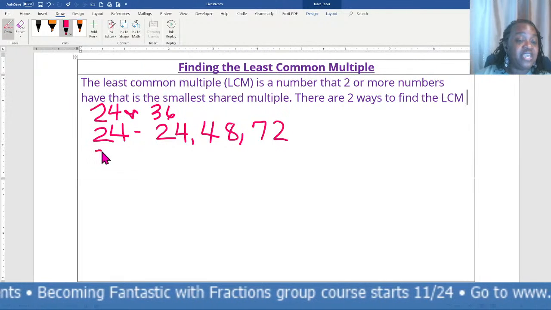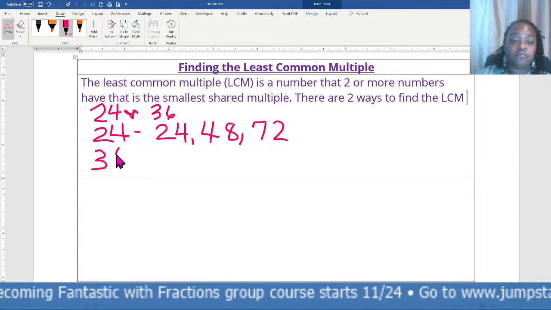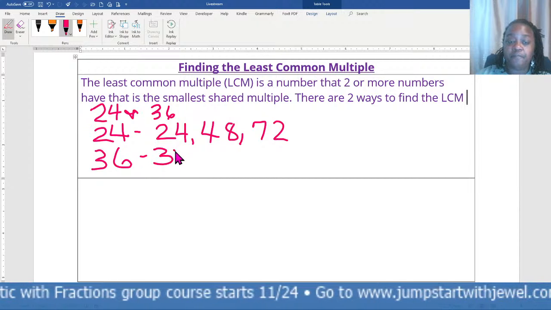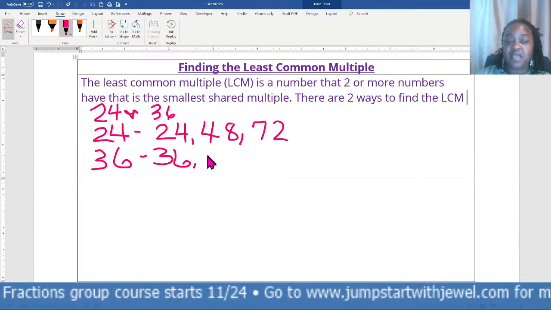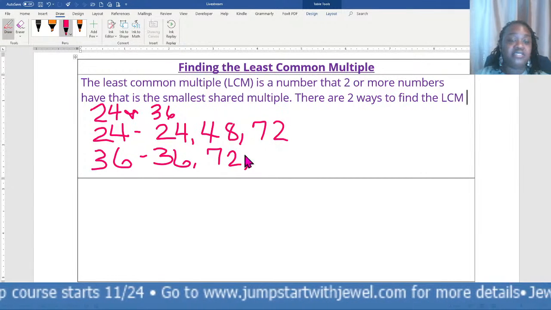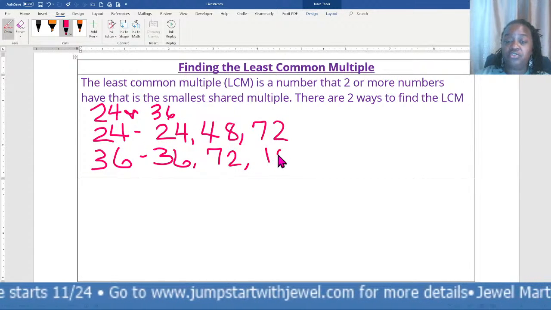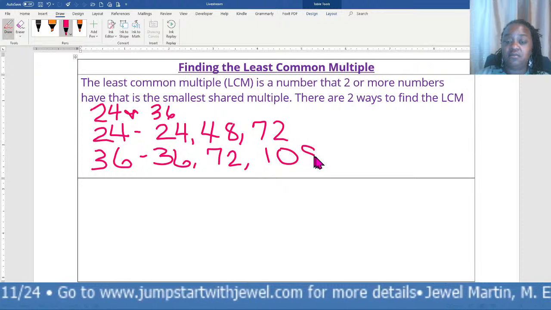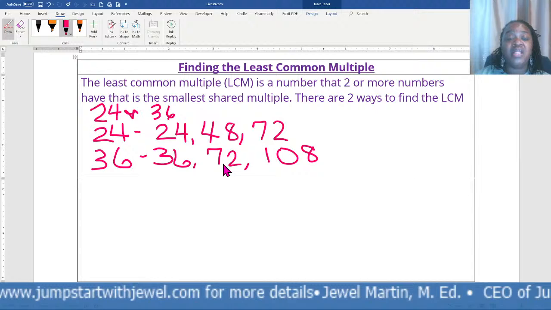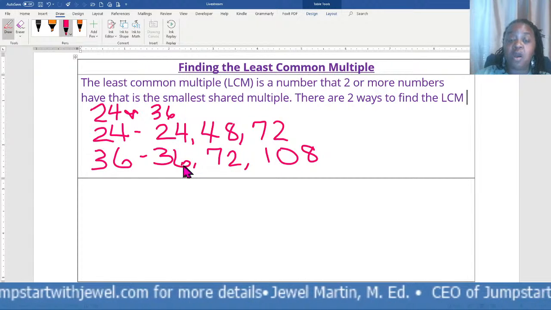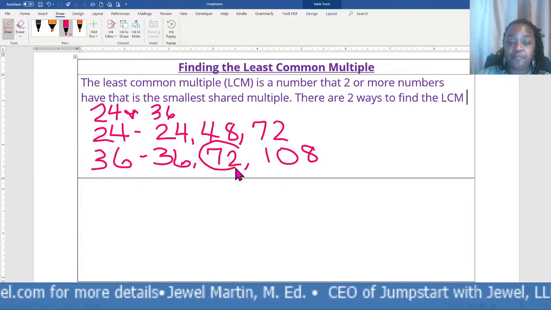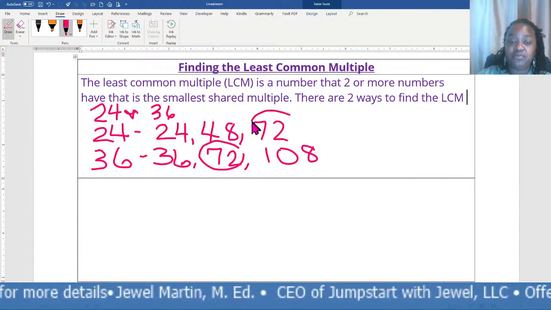And then for 36, the multiples of 36, of course, are 36, 36 times 2 is 72, 36 times 3 is 108. So whenever you see the same number, that is the common multiple. The least common multiple, the smallest common multiple that 24 and 36 have together, is 72.